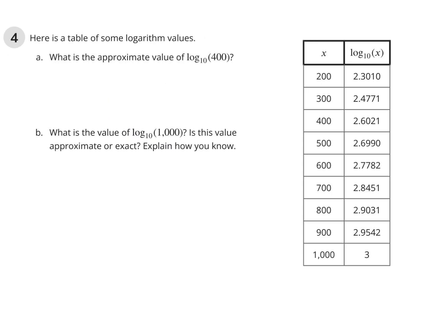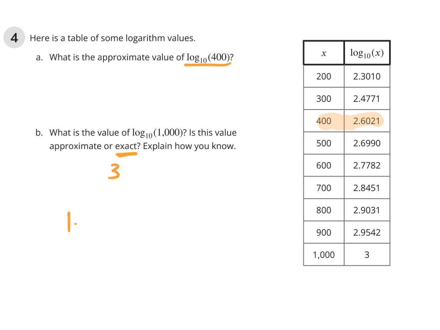Okay, here's a table of some logarithm values. And this is a table I had to use when I was young. What is the approximate value of log base 10 of 400? So basically, just look at 400. That's all you got to do. 2.6021. What is the value of log 1,000? It's 3. How do we know this is true? It's a whole number. It's exact. It's exact because it's a whole number.